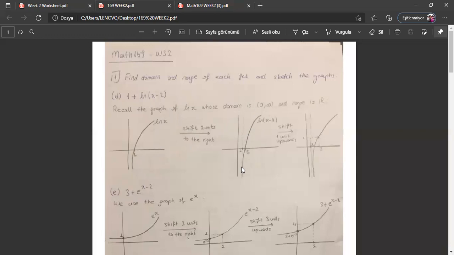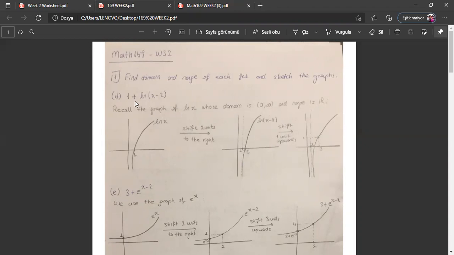Now, here we have this graph then. For example, you can try x equals to 3. So you will get ln of 1, which will be 0, right? As in here, as you see. So we shifted this graph 2 units to the right, okay? Now, what's the domain of this function? It's the points where x's are greater than 2, right?